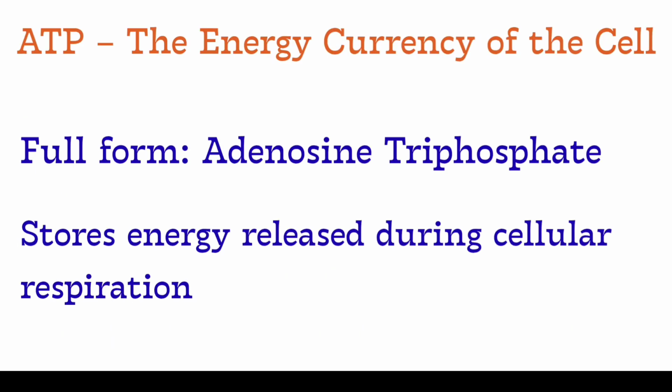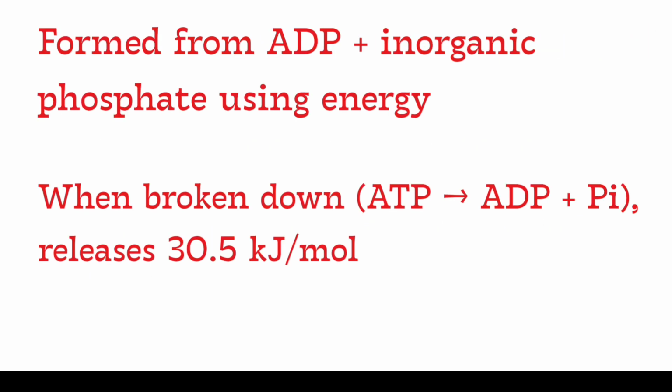ATP, that is adenosine triphosphate, is the energy currency for most cellular processes. The energy released during the process of respiration is used to make an ATP molecule from ADP and inorganic phosphate. ADP is adenosine diphosphate, and when an inorganic phosphate is added to ADP, an ATP molecule is formed, and the energy produced during respiration is stored in that ATP molecule.